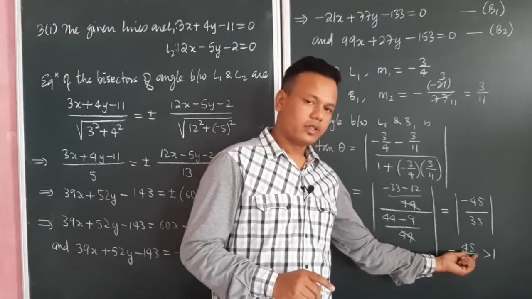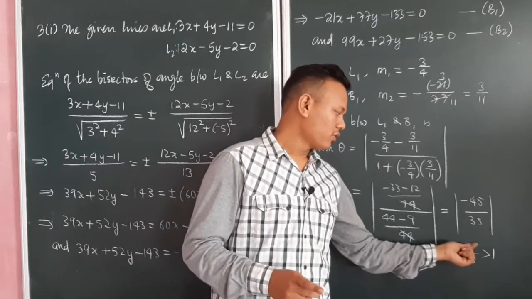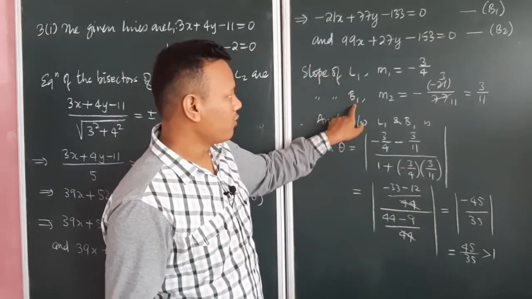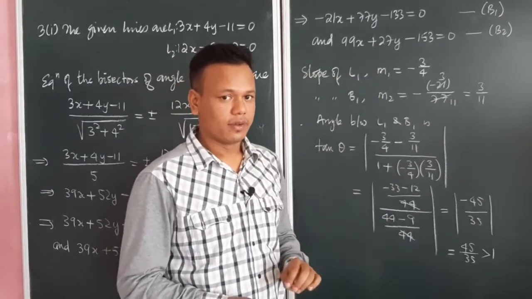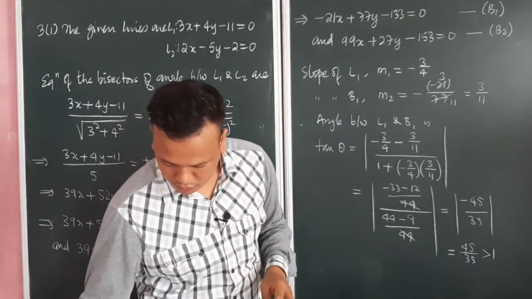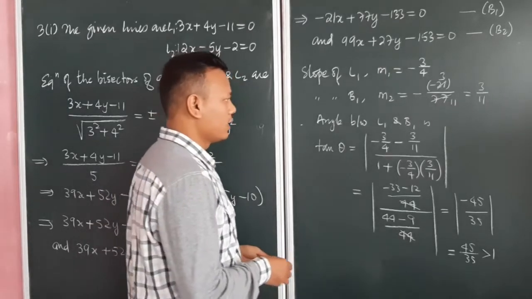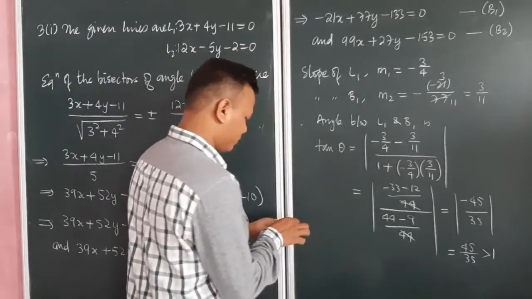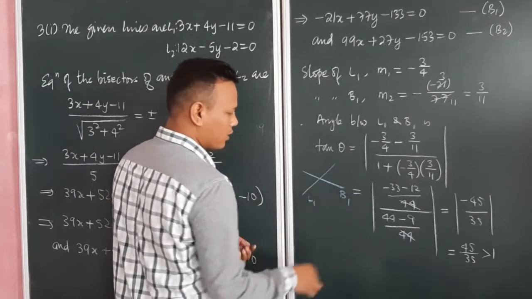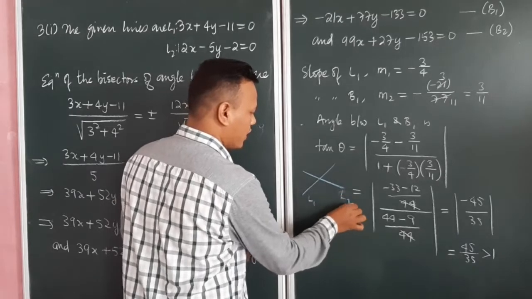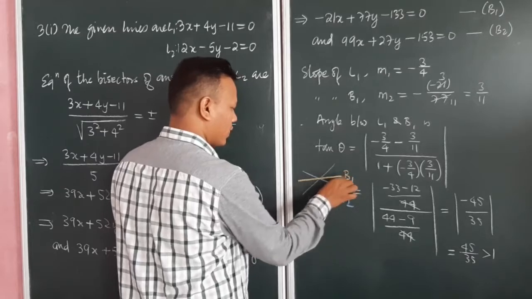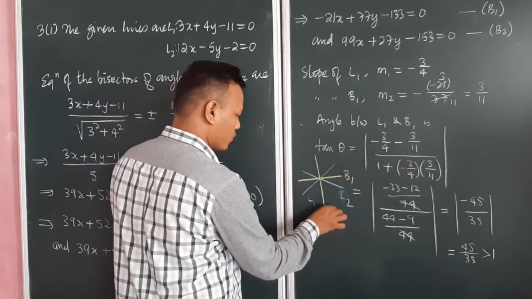As the numerator is greater than the denominator, this whole fraction will be greater than 1. So that means the angle between L1 and B1 is greater than 45 degrees. Let me show you using a diagram. For example, suppose this is my L1 and this is my L2. Let me draw B1 and B2 as well. So this is my B1 and this is my B2.